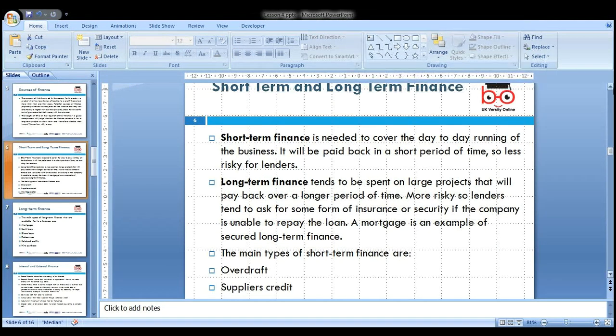So next we're looking at short-term finance. It is needed to cover the day-to-day running of the business, and it will be paid back in a short period of time, so it is less risky for the lender. If the lender gets the money back after 30 or 40 days, and gets interest as well. Normally short-term finance is sometimes an expensive source of finance if you don't put the arrangement in place.